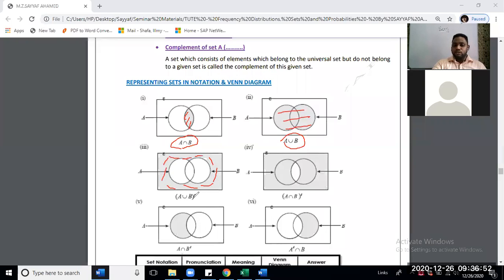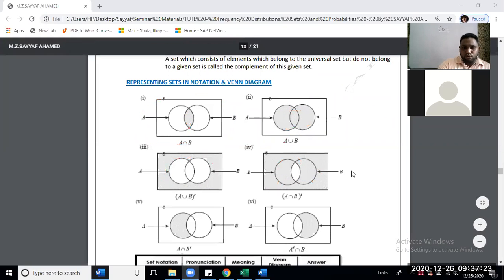But if there is no bracket, and it is only A union B dash, the answer will vary. So Roman number 4 is A intersection B full dash. That means we know A intersection B is this, and without that part, all the other outside, the complement part. I hope you can see what I'm drawing on the screen, right?